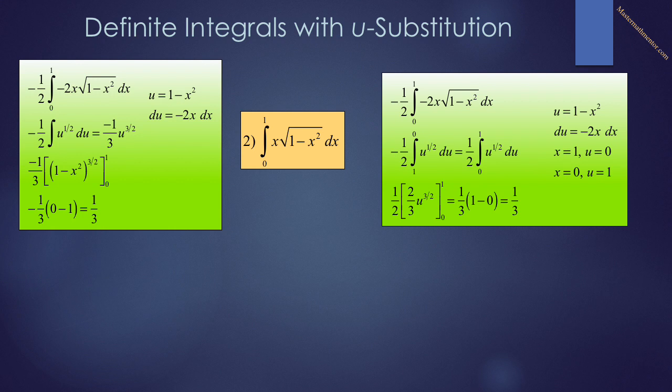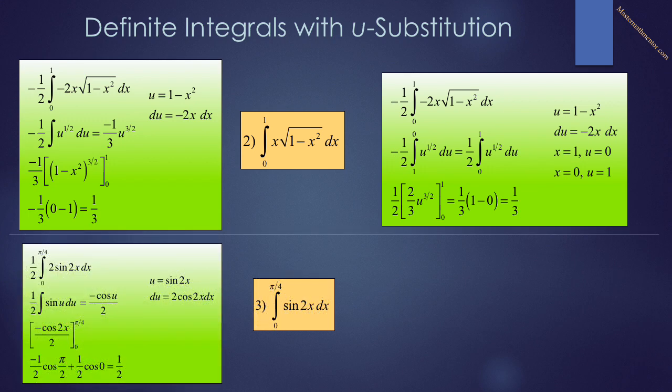As mentioned, the advantage in this technique is eliminating negative signs that can make things a little bit tricky. Number 3 reads the integral from 0 to pi over 4 of sine of 2x dx.